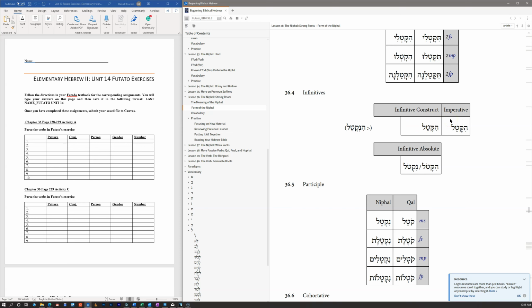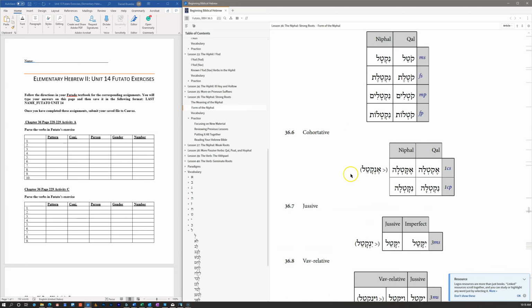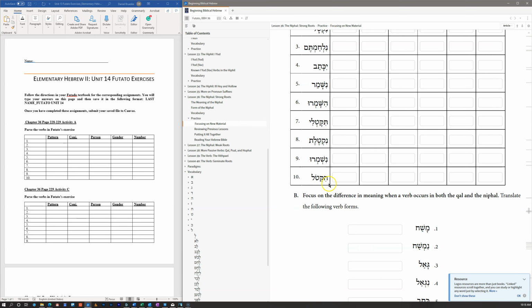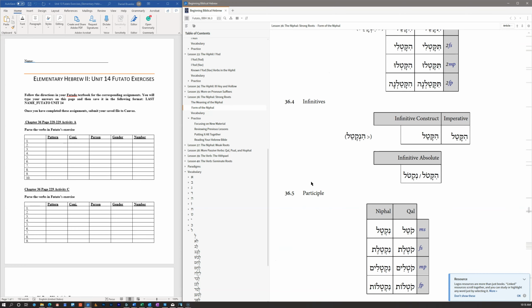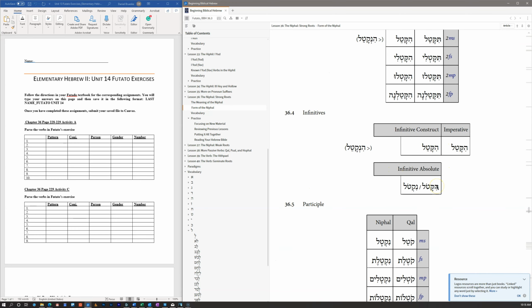So, in that sense, we have the infinitive absolute down here. We've got hikatol is the infinitive absolute of katal. All right. Double check, make sure I didn't miss anything there. So the difference between these two is that sometimes this infinitive absolute, this placeholder hey, will drop off so that the noon can come back out.